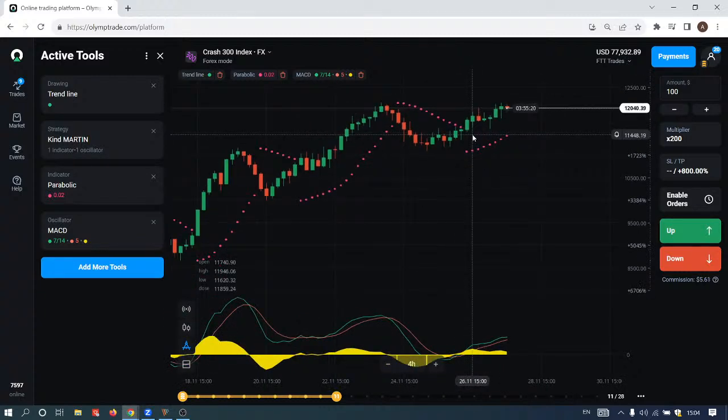So guys, you asked me about the best Forex strategy and best Forex indicator. Here it is. Try the Kind Martin strategy. One of my favorite strategies, one of the easiest ones to implement, one of the easiest ones to use, and also one of the most reliable, efficient strategies out there.